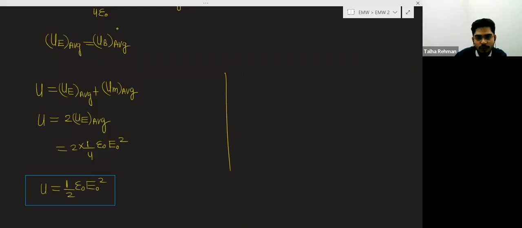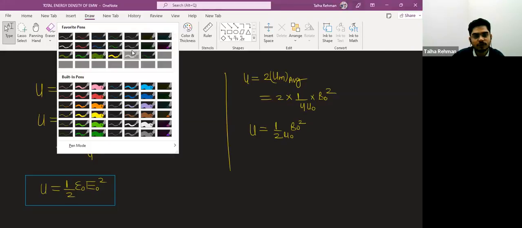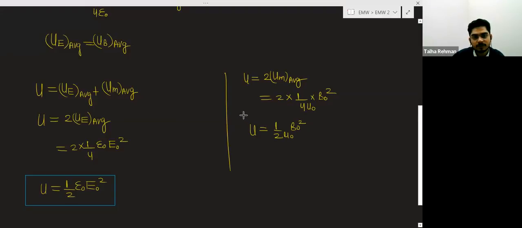See here, total energy density can be written as 2 times the average energy density of the magnetic field. And what is the energy density of the magnetic field? 1 by 4 of mu naught multiplied by B naught square. So small u is equal to 1 by 2 mu naught into B naught square. So it will be the total energy of the electromagnetic wave in terms of the peak value of the magnetic field. Okay.